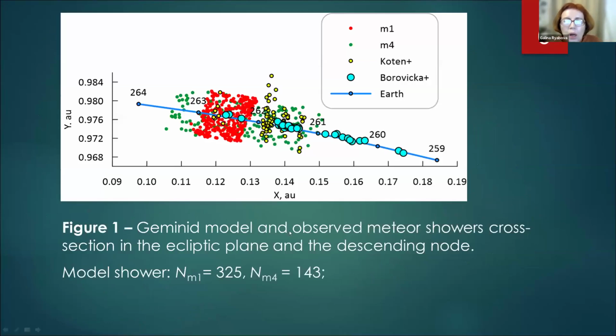Here you see how nodes are located along the Earth's path. This is solar longitude, and you see that in principle the observations were at maximum, and the model is a complete activity period model. So you see there is a shift which I already noted in previous papers, because I think that Geminids were ejected not from the current Phaethon orbit, but from a pre-Phaethon orbit, which was another one. It probably had a larger semi-major axis.